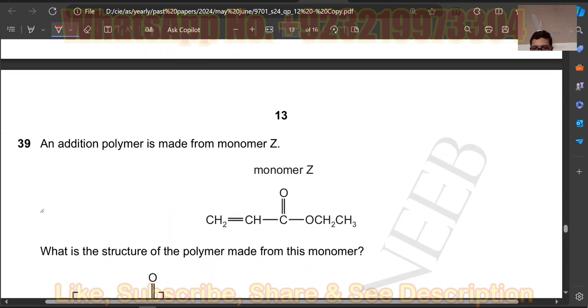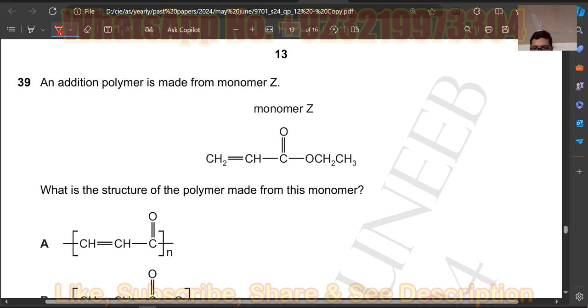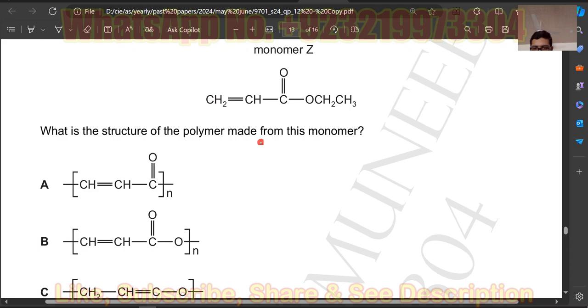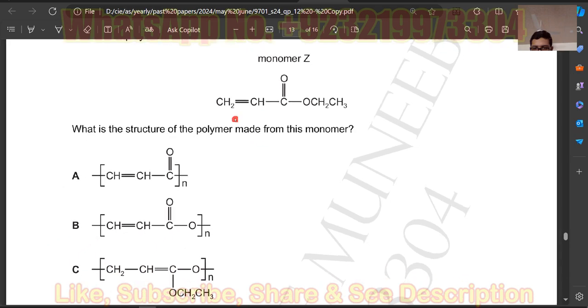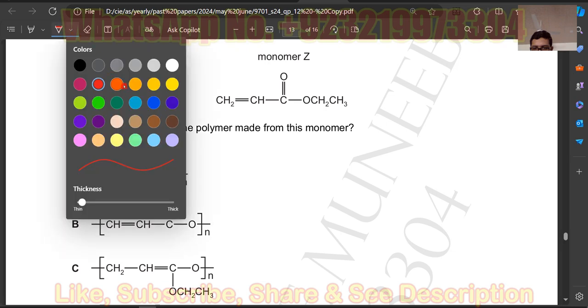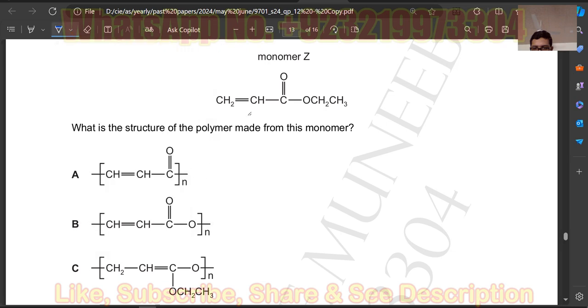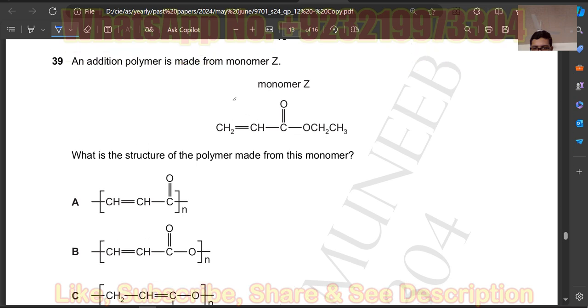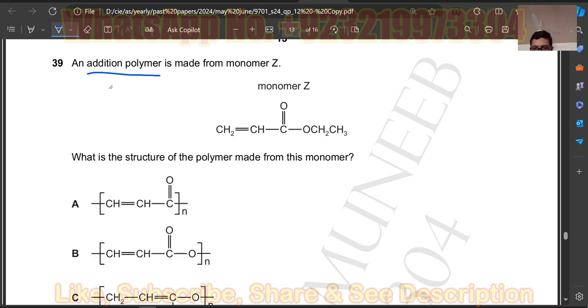Then question number 39, an addition polymer is made from monomer Z. This is the monomer Z. What is the structure of the polymer made from this monomer? Okay, you have to find out the polymer obtained as a result of the polymerization. First of all, you should know that addition polymerization occurs when the carbon-carbon double bonds are added with the carbon-carbon double bonds of the other monomer. In this case, the carbon-carbon double bonds are broken into carbon-carbon single bonds, and you get continuing bonds on either side.